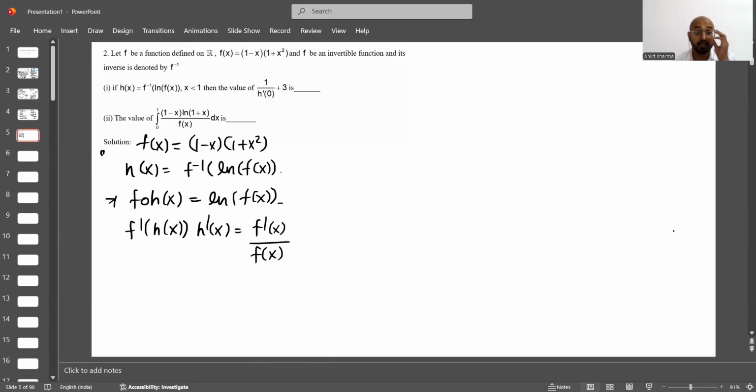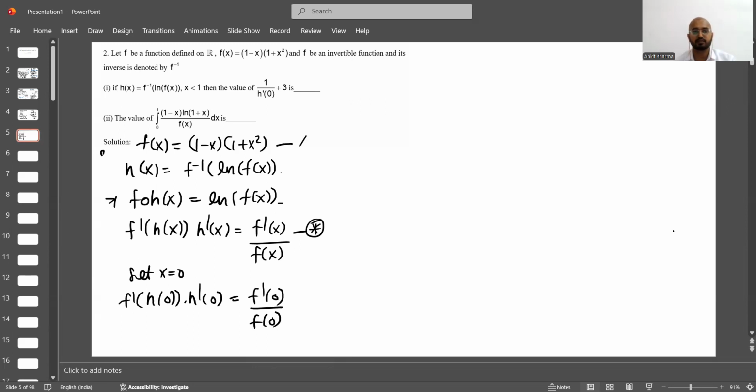That's what we have. Now we need h dash of 0. So I'll plug in here in this equation. So this is my star again now. So set x is equal to 0. So in this case, I'll be having f dash of h of 0 into h dash of 0 is equal to f dash of 0 over f of 0. So looking at this equation, this is my double star. f of 0, if I find out, then f of 0 is clearly visible. It's going to be 1.